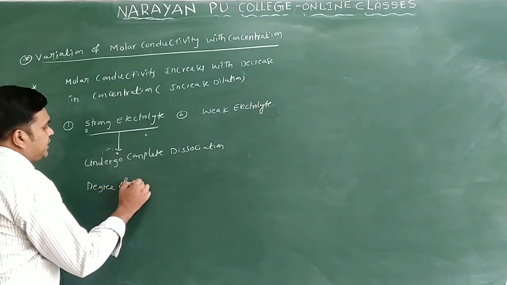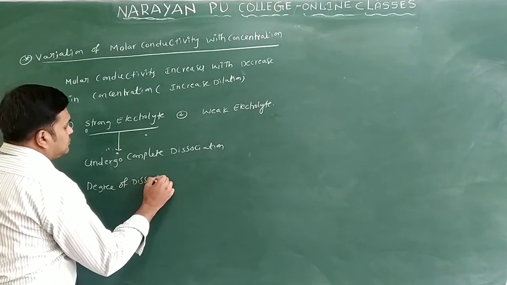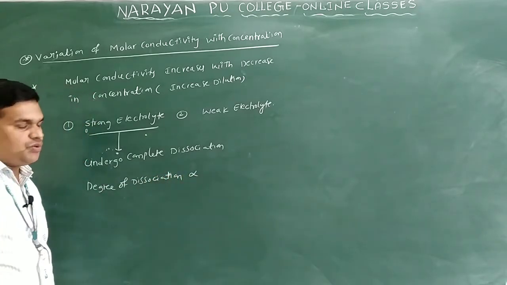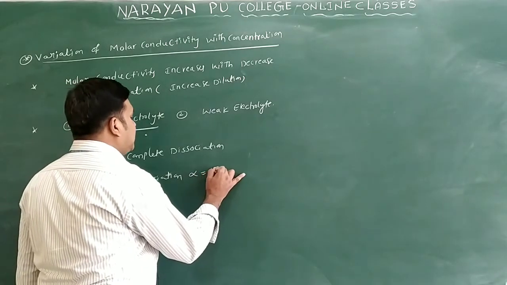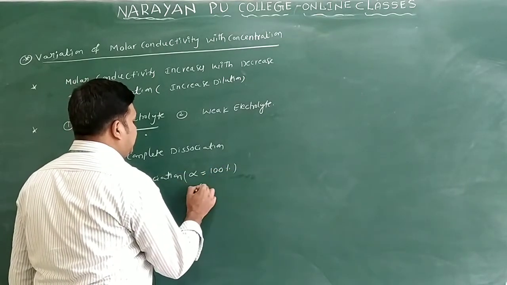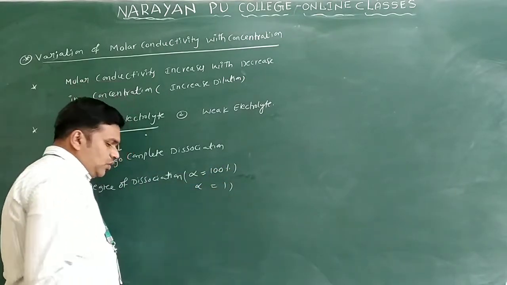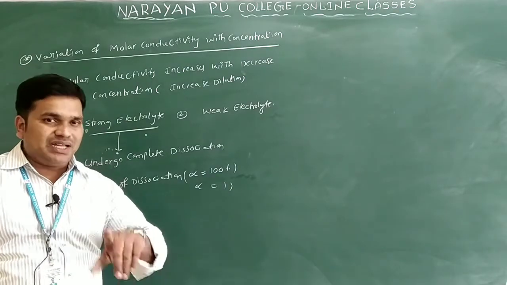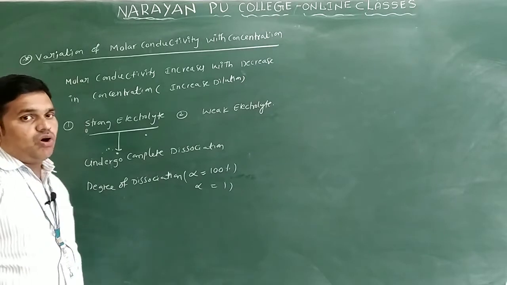Degree of dissociation. Degree of dissociation, you will write what? Alpha is equal to what? 100%, or you will write alpha is equal to 1 only. If you want to see the conductance, the variation of conductance was already discussed for the strong electrolyte only.